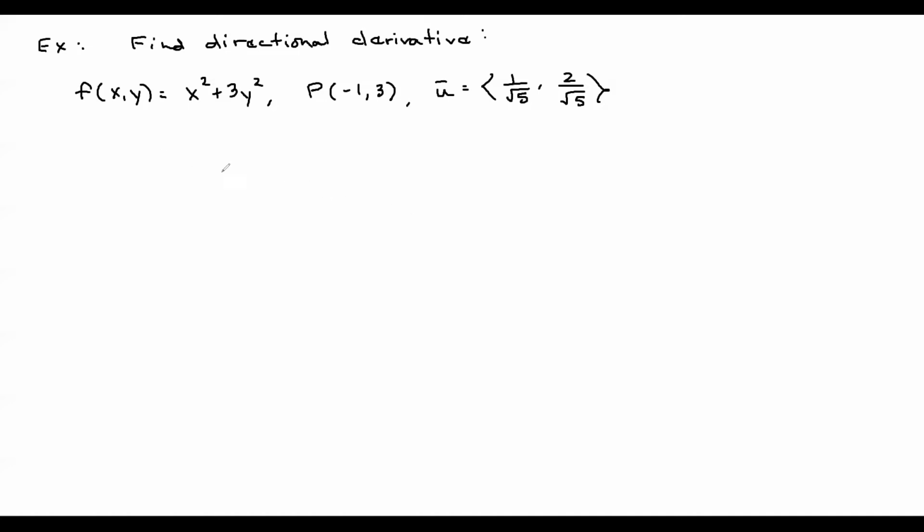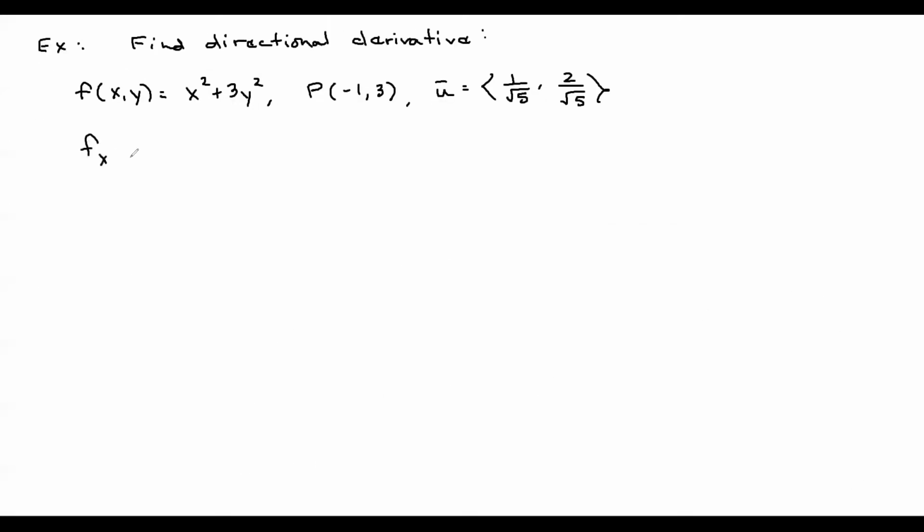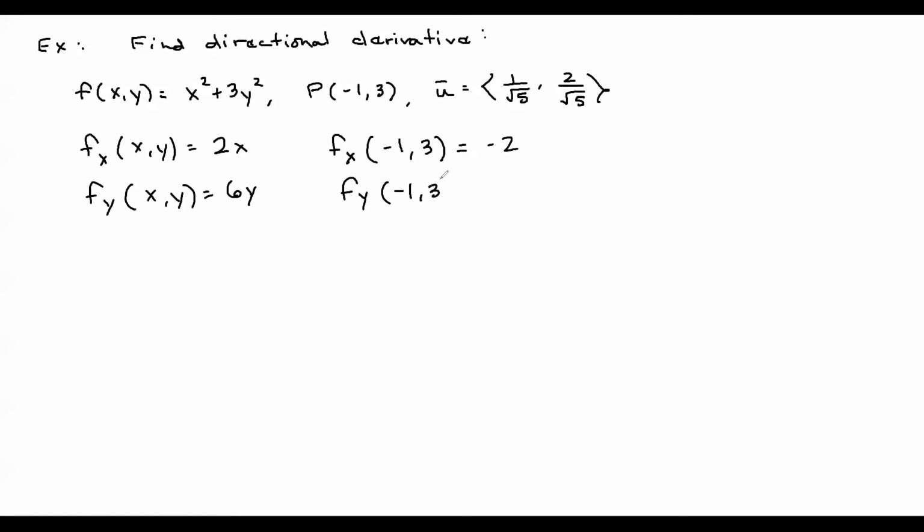So to do that, if you go back to our definition, here's our definition. What do you need? You need to have partials, and you need to have the point plugged in. So we go through and find the partial with respect to x. That's going to be 2x. We find the partial with respect to y. That's going to be 6y. You can then take the point and plug it in. We get the partial with respect to x at -1, 3, and that's going to be -2. We find the partial with respect to y at -1, 3, and that's going to be 12.